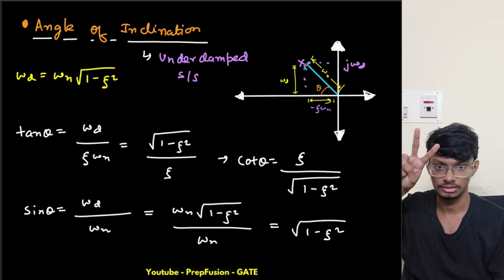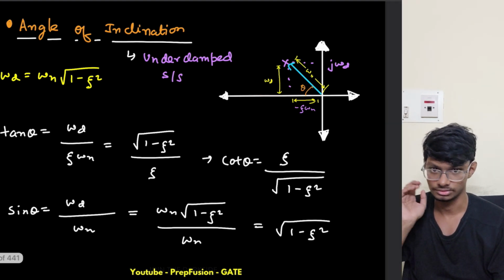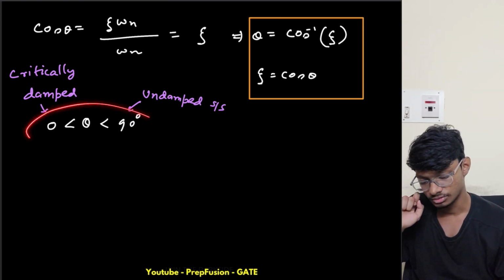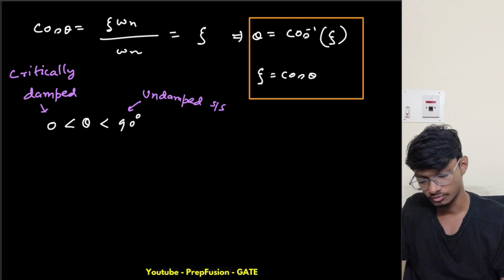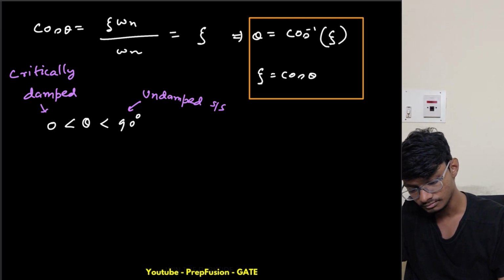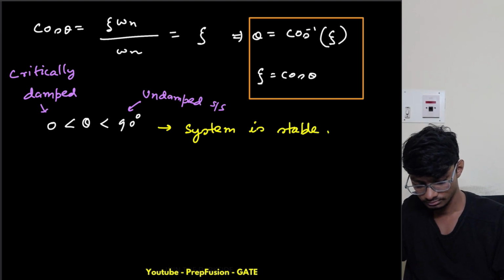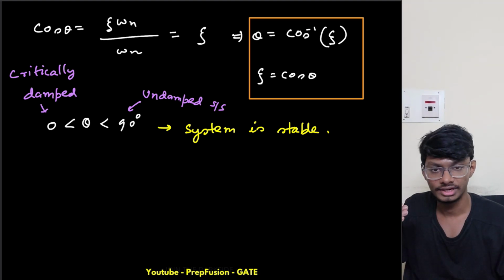The angle of the roots from the negative x-axis. That's how you can also talk about the angle of inclination. So this is basically my 0 to 90, and for this range my system is stable. Now if my theta is more than 90 degrees, what happens?